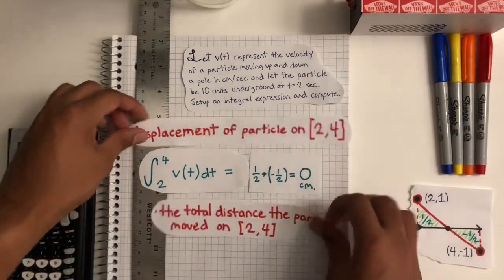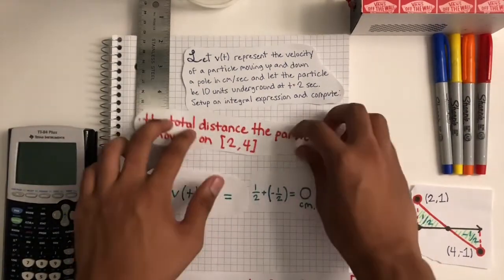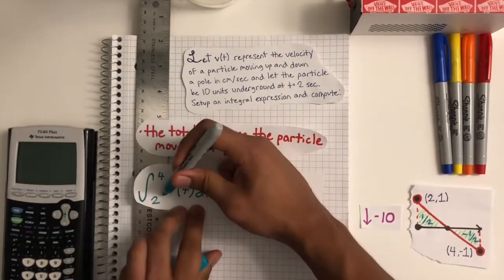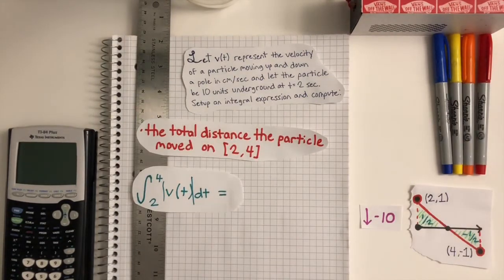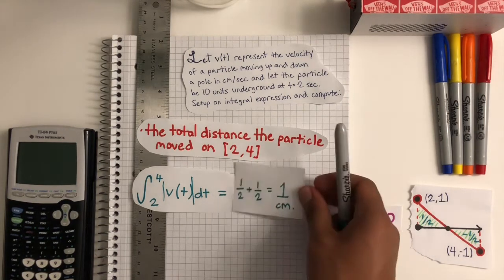For total distance, as said before, it would be the absolute value of v of t dt from bounds 2 to 4. That means everything below the x-axis is flipped above it and becomes positive. Since both areas add up to 1, the total distance from 2 to 4 is 1 centimeter.